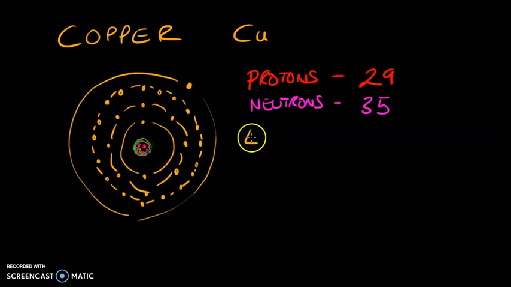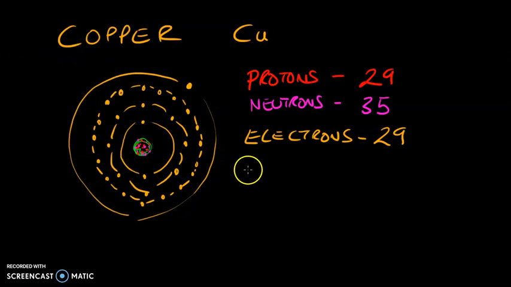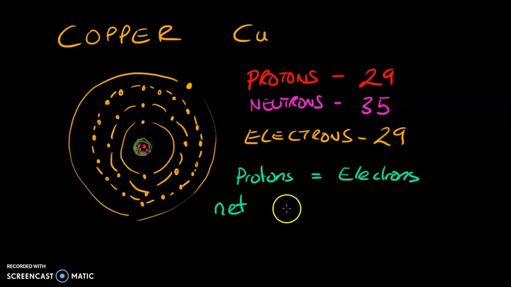Okay, and electrons. So we said we had 2 in the middle, we had 8 on the next row, 18 on the next, 1 on the final one, and that comes together to give us a total of 29 electrons. So yeah, you don't have to be a great mathematician to see that in this case our protons equal electrons, and therefore we have a net 0 charge. Okay, there is no charge on this copper atom.